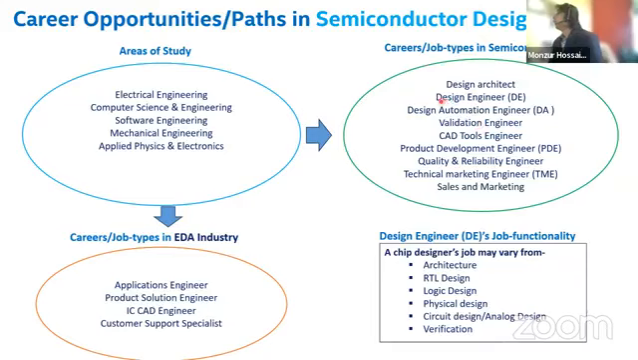So the design engineer alone, what they do, they can write the architecture of the chip, they can do RTL coding, they can do logic design. Remember I showed you the logic design in the design flow graph. Physical design, circuit design, verification, all we call in one word, design engineer.